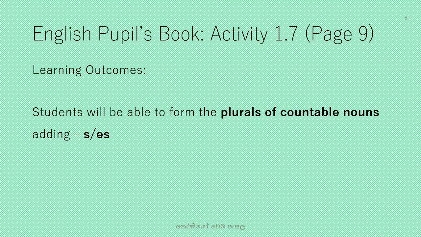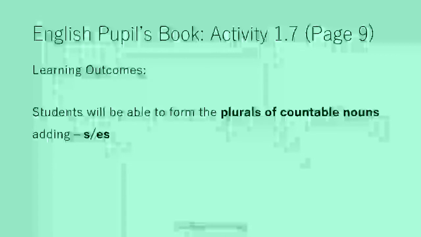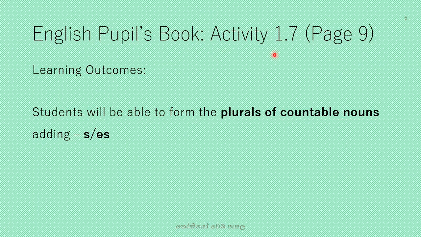So today's second activity is also going to be from the English Pupils' book, activity 1.7, which is on page 9. You may turn to page 9 and see what we are going to learn from this activity. The students will be able to form the plurals of countable nouns adding s or es.